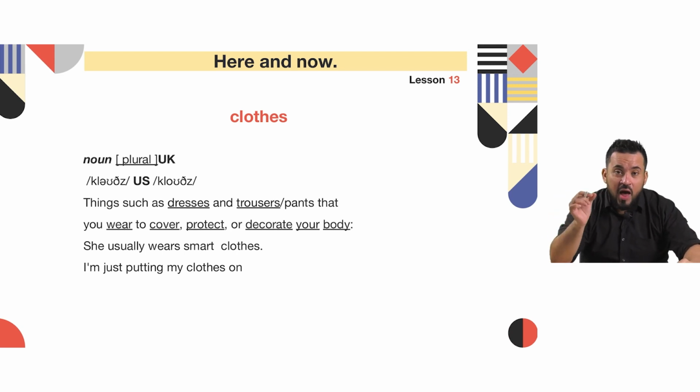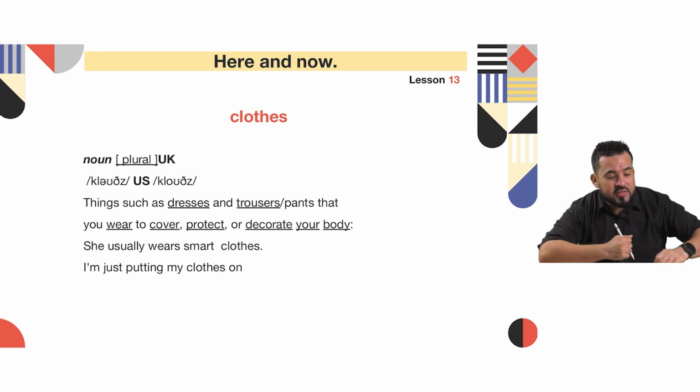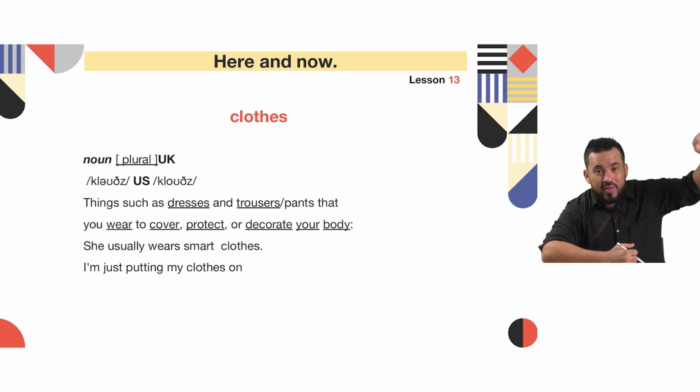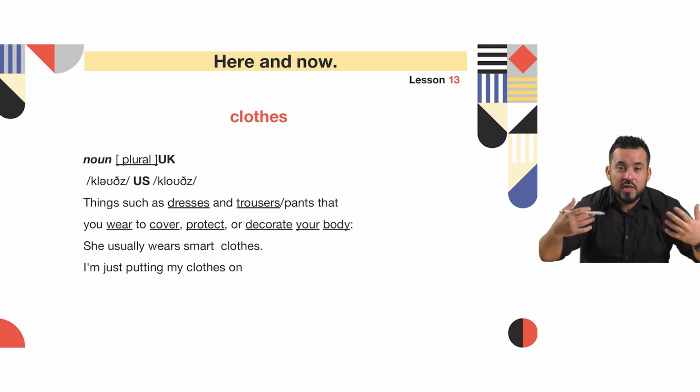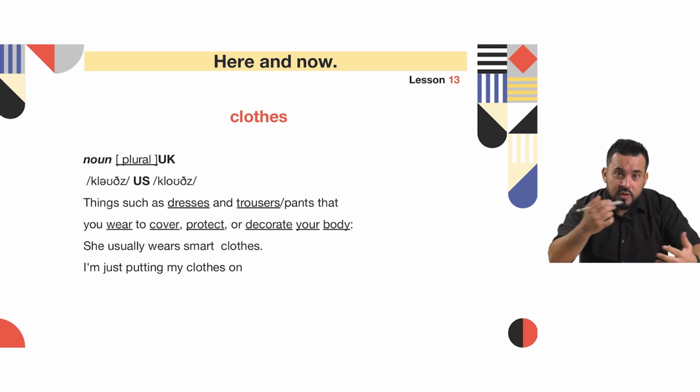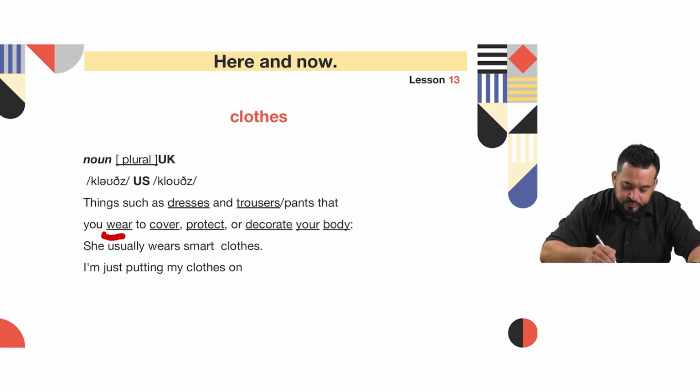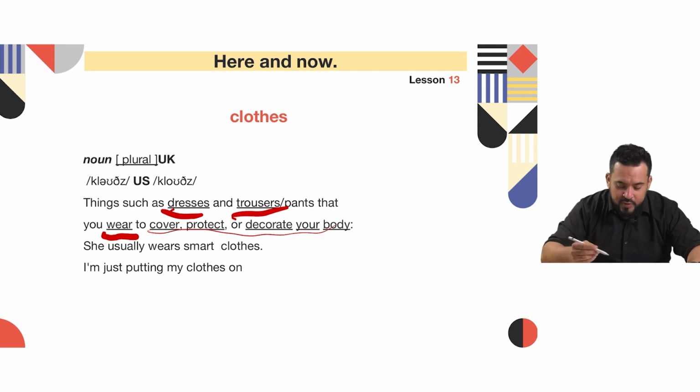This is the plural. Cloth is a single form, but you don't use the single form cloth when you are talking about clothes. A cloth is something else. A cloth is like something you wipe your desk with. That's a cloth. Or something you wipe the window with, a cloth. The plural is clothes, which is what we wear. The verb we use with clothes is wear. And you wear clothes. Okay, clothes are such as dresses, trousers. You use them to cover and protect or decorate your body.